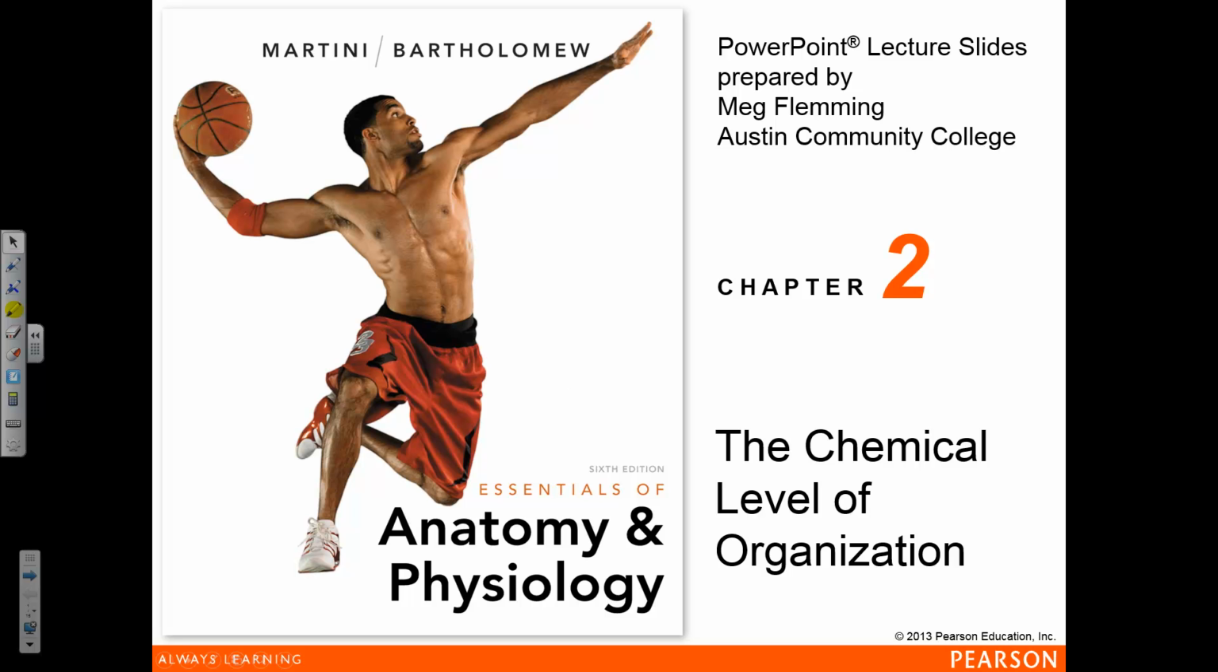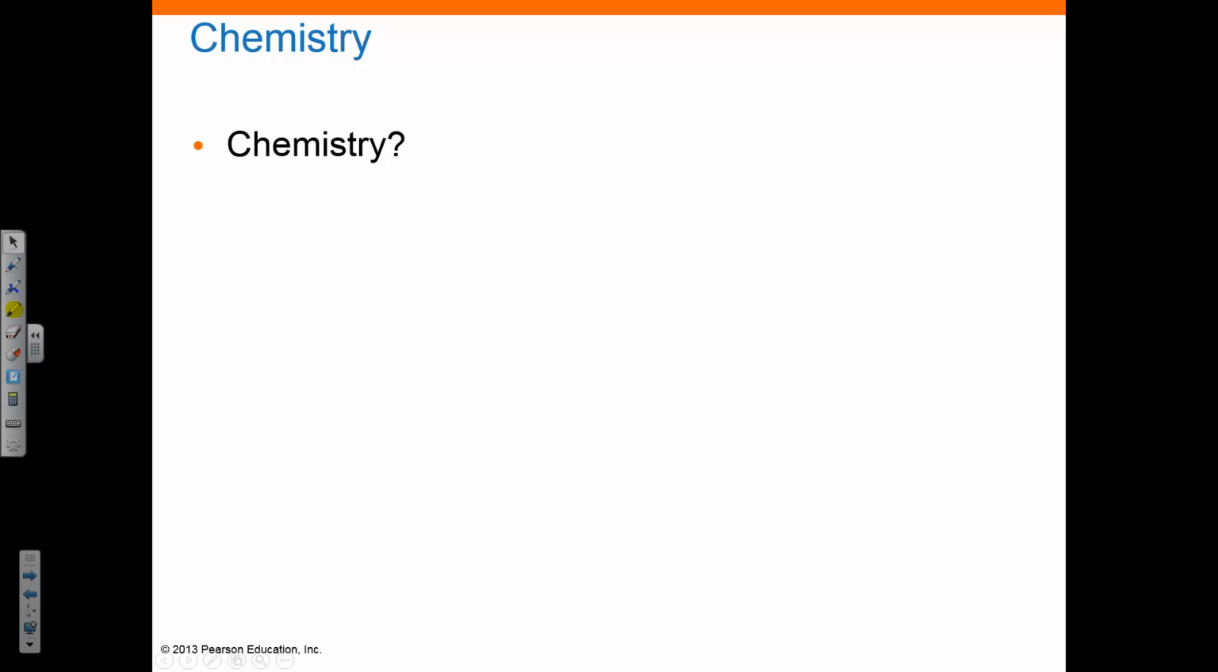This lecture, part 1 of 4, will cover the chemical level of organization in the human body and provide a chemical foundation for the course. Starting a course devoted to the study of human anatomy and physiology with chemistry may not be expected. However, chemistry plays a vital role in the human body.